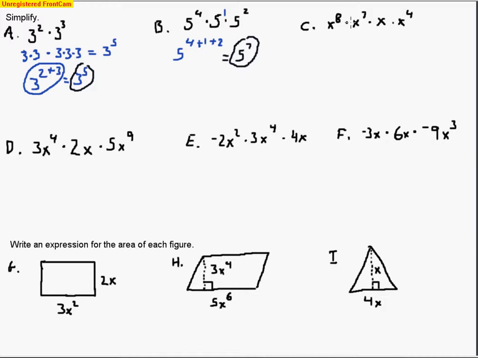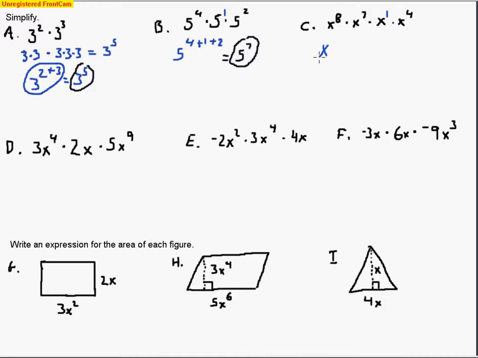Let's take a look at a problem. This time we have no numbers, just x's. No problem. It's the same thing. Again, x is the base. That's not changing. We're just counting up how many x's we have. Notice that there's no exponent on this x here, so we treat it as 1. So we count them up.